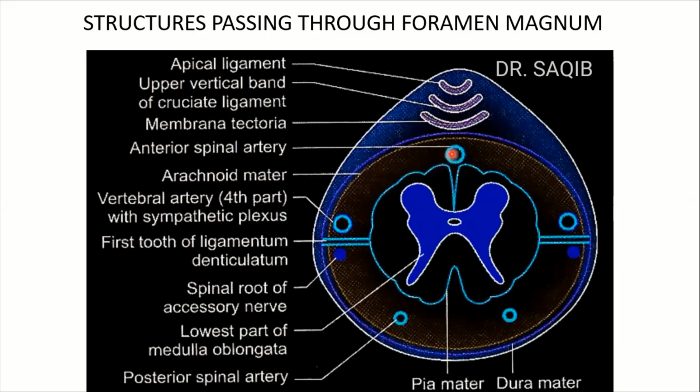We start from here. This is the anterior spinal artery, and on each side is the vertebral artery, fourth part, with sympathetic plexus, and this is the spinal root of the accessory nerve, right? And then on each side the posterior spinal arteries, right? So these are the various structures passing through the subarachnoid space and the foramen magnum, and don't forget the sympathetic plexus around the vertebral artery.